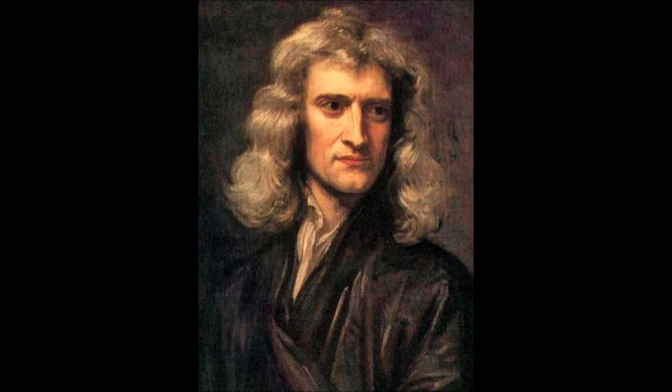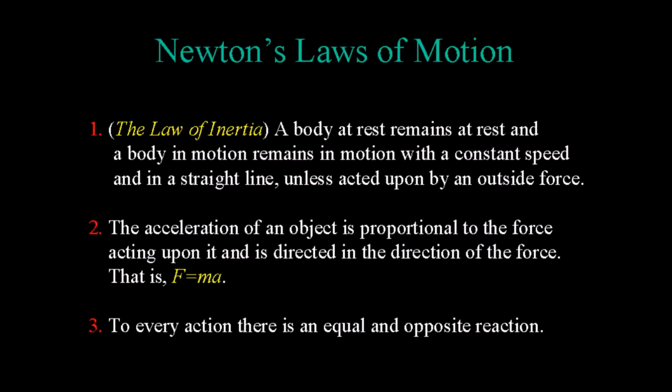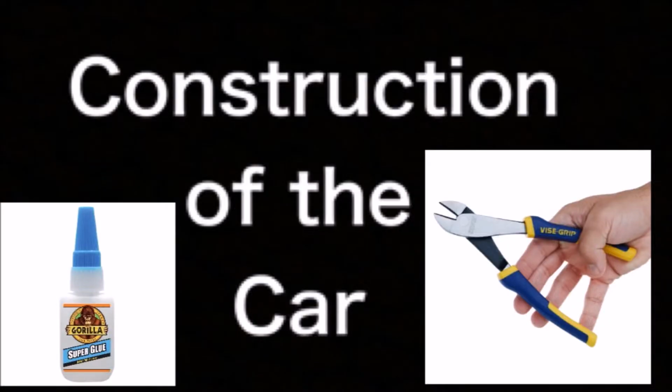Newton was a well-known mathematician, astronomer, and physicist. He was very famous for his discoveries on motion. He created 3 laws of motion, which we will explain in more detail later. These discoveries, along with many others, helped advance science to where it is today. After learning about Newton, we started to make the car.